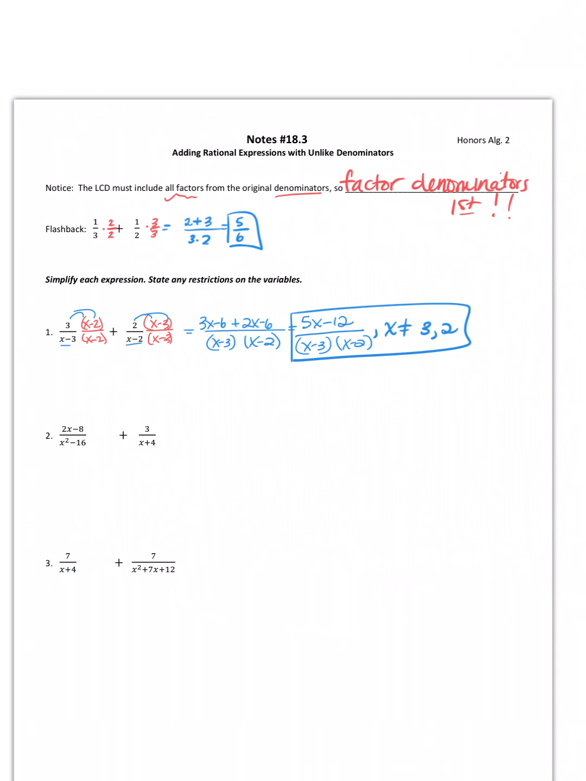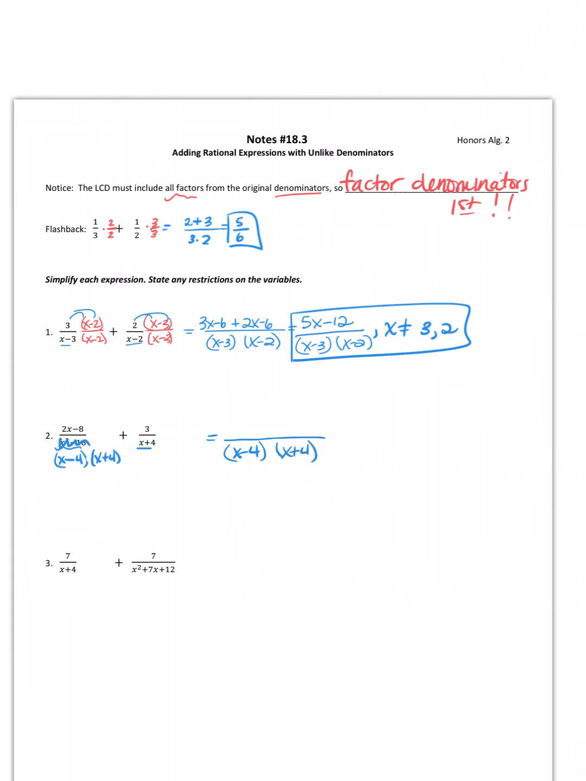Let's try another one. Number 2, 2x minus 8 over x squared minus 16 plus 3 over x plus 4. So I need to factor the denominator here. The first one, they were already factored. This one's not factored. See how it's quadratic? Let's factor that. Hopefully you recognize this is a difference of squares. So x minus 4, x plus 4. So I'm going to rewrite it that way so that I can then see that this is really a difference of squares. And over here, this one is one part of it already, right? So my common denominator is going to be x minus 4, x plus 4.